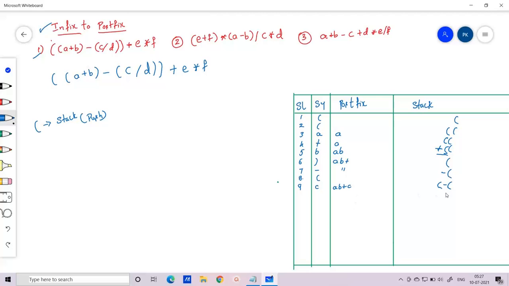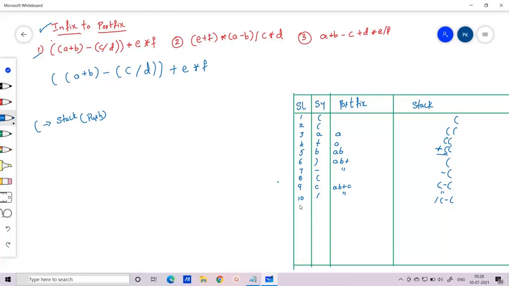Okay, so the stack will remain as it is. Now the 10th character. What do we have? The 10th character is a divide by symbol. When I get an operator, we check the stack: is there any operator before the opening brackets? I don't have any operator before the opening brackets, so we are going to add that onto the stack. Now in the stack I have a divide by operator, an opening bracket, a minus character, and an opening bracket. In the postfix expression, it will remain as it is.